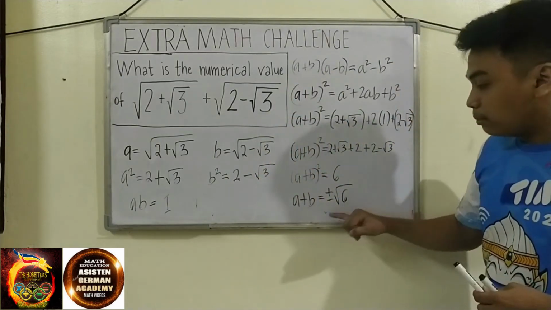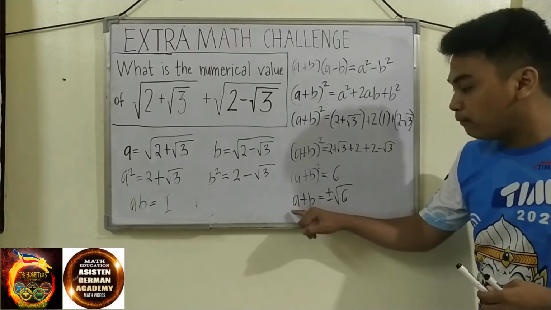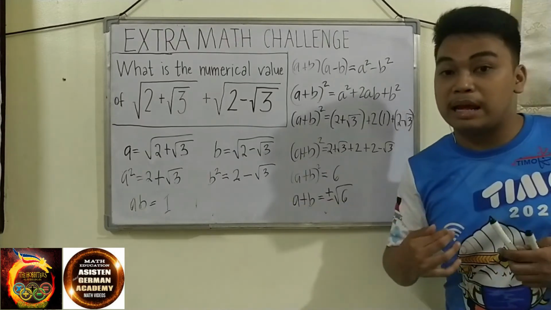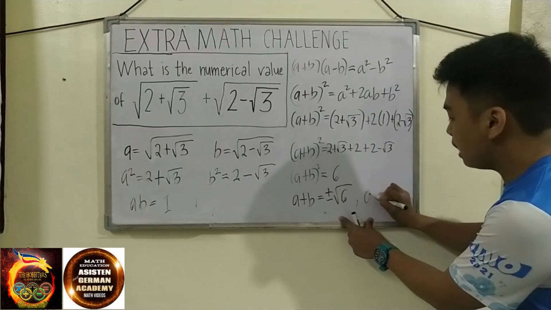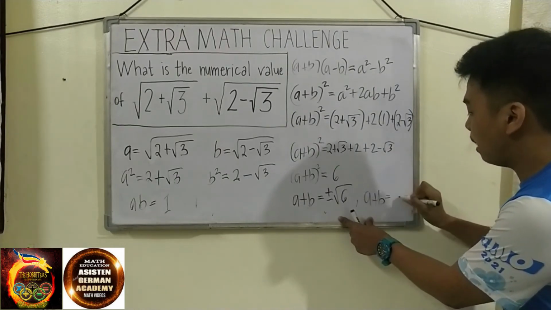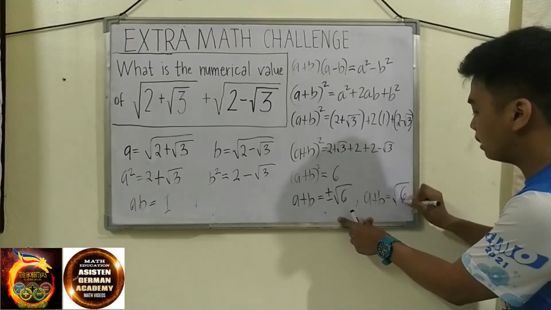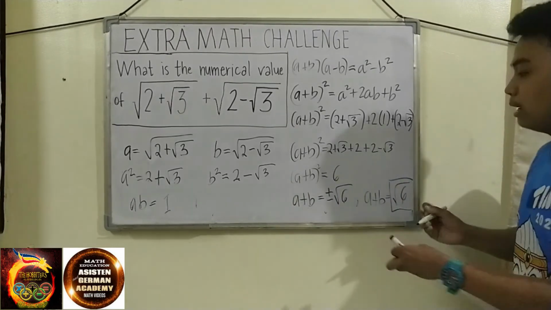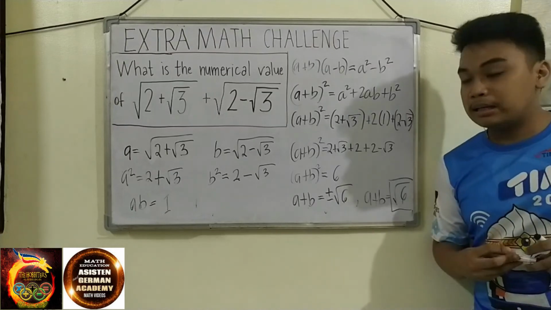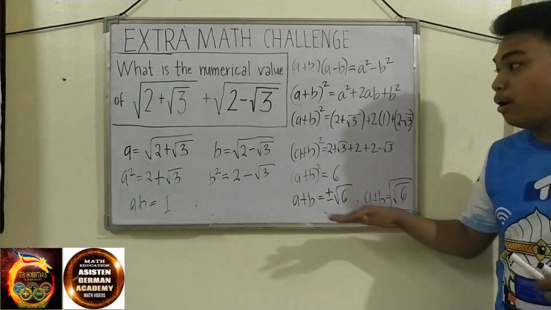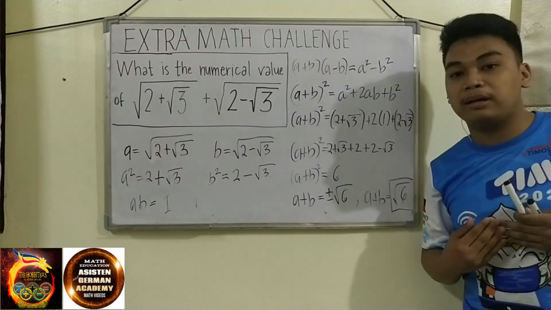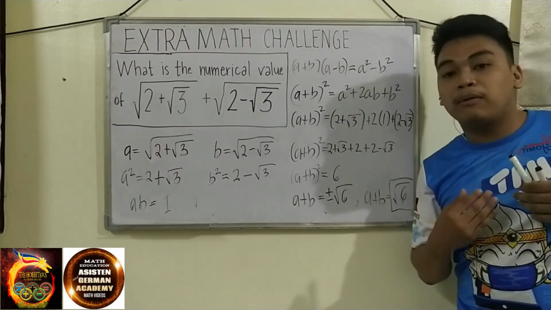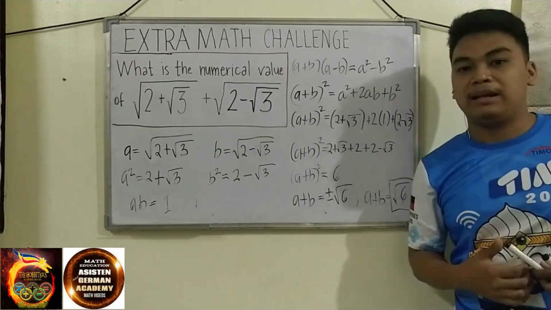So since we have two values of A plus B, we are going to take the positive result. So that means A plus B is equal to square root of 6. And square root of 6 is our final answer, or this is the numerical value of this expression, square root of 2 plus square root of 3 plus square root of 2 minus square root of 3.